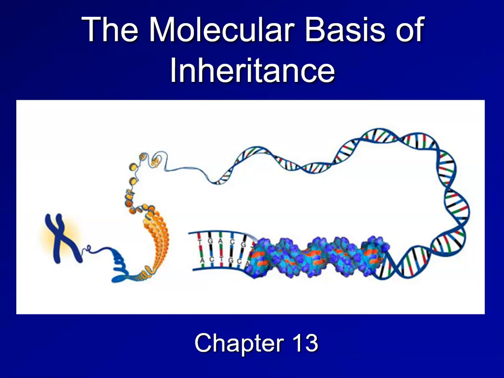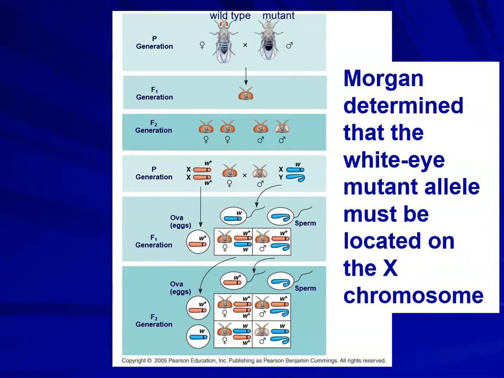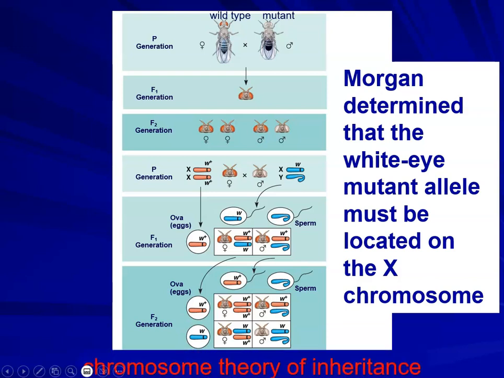And let's pick up where we left off in our last unit, just as a recap. Remember the work done by Thomas Hunt Morgan on his fruit flies, and he came up with the chromosome theory of inheritance when he discovered that certain genes are located on certain chromosomes. Specifically, he determined that the allele for eye color in fruit flies is located on the X chromosome.